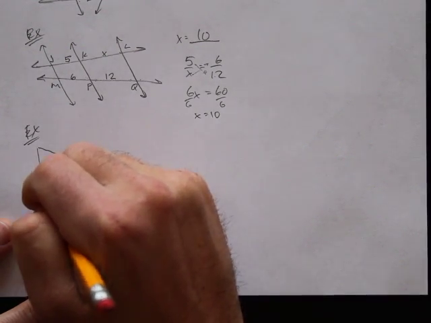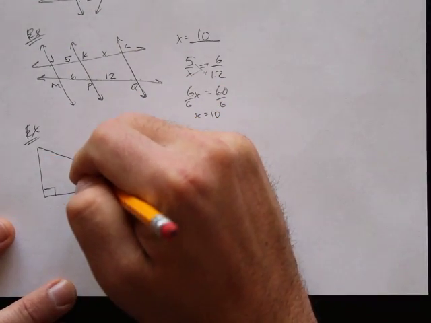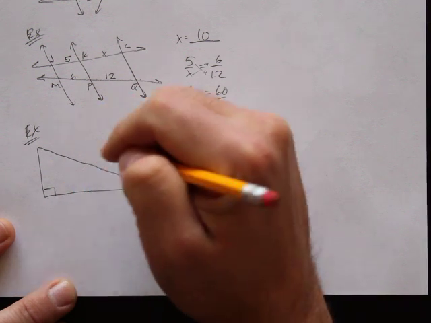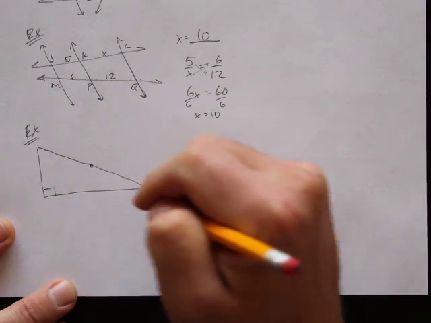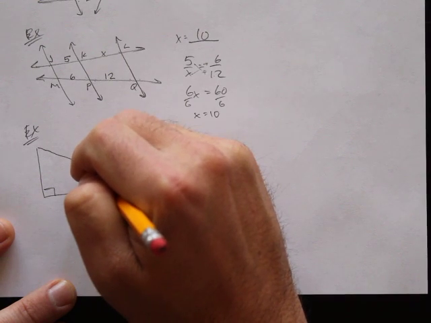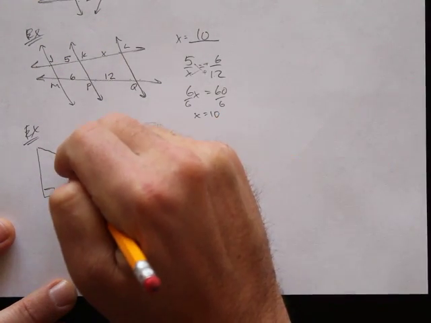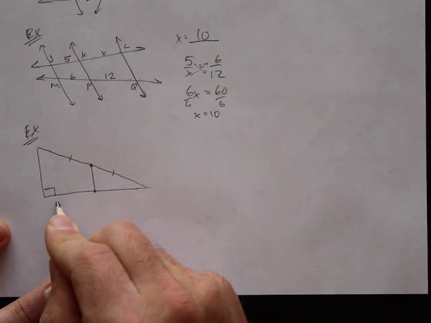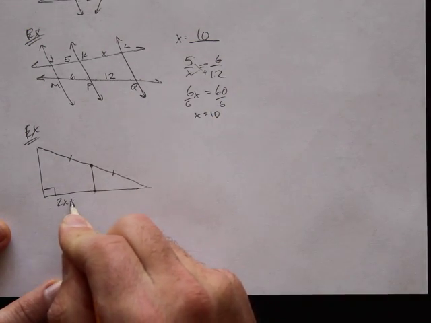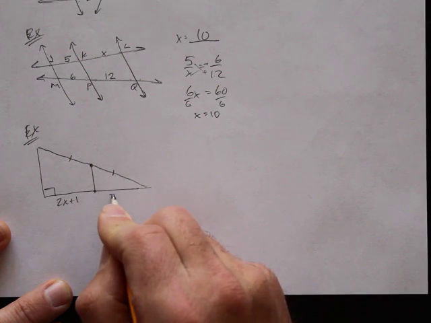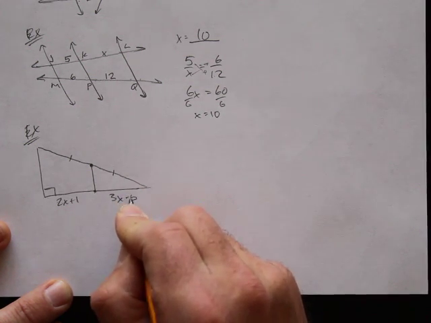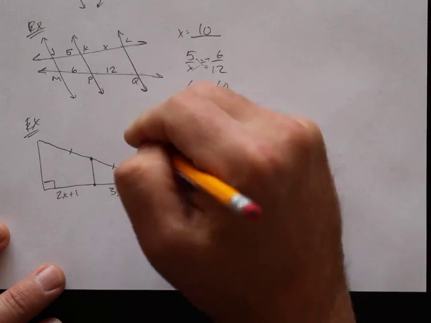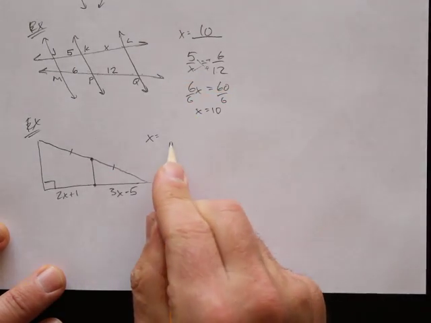So I've got a right triangle. I've got a mid-segment. These two sides are congruent. This section is 2x plus 1. This section is 3x minus 5. I want to know what x equals.